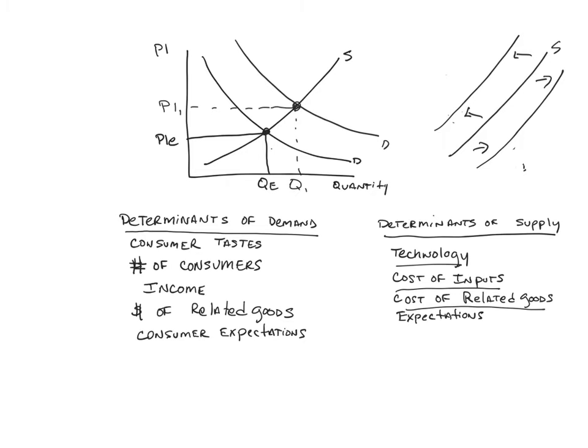Cost of related goods, basically, what other things do I produce? If the price of producing those goes up, well, then I can't produce very much of this. So it's one of those this-or-that type of things. And businesses also react to expectations. We're seeing that right now as this virus has come about. We're seeing that businesses are trying to supply more. So they're trying to increase their supply in things like toilet paper, bottled water, things that we need.